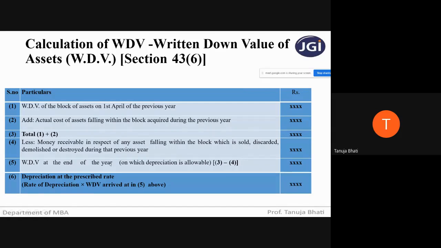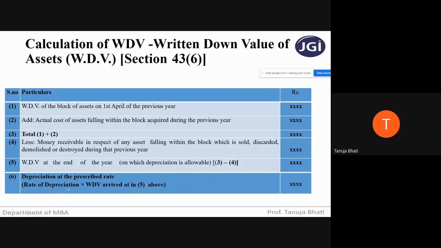Now, I told you all depreciation is charged on the WDV at the end of the year. So, sixth, depreciation you have to charge at the prescribed rate. Income tax has given the rate of depreciation for each category or class of assets. So depending on the rate given under income tax, you have to charge the depreciation on the written down value method at the end of the year.